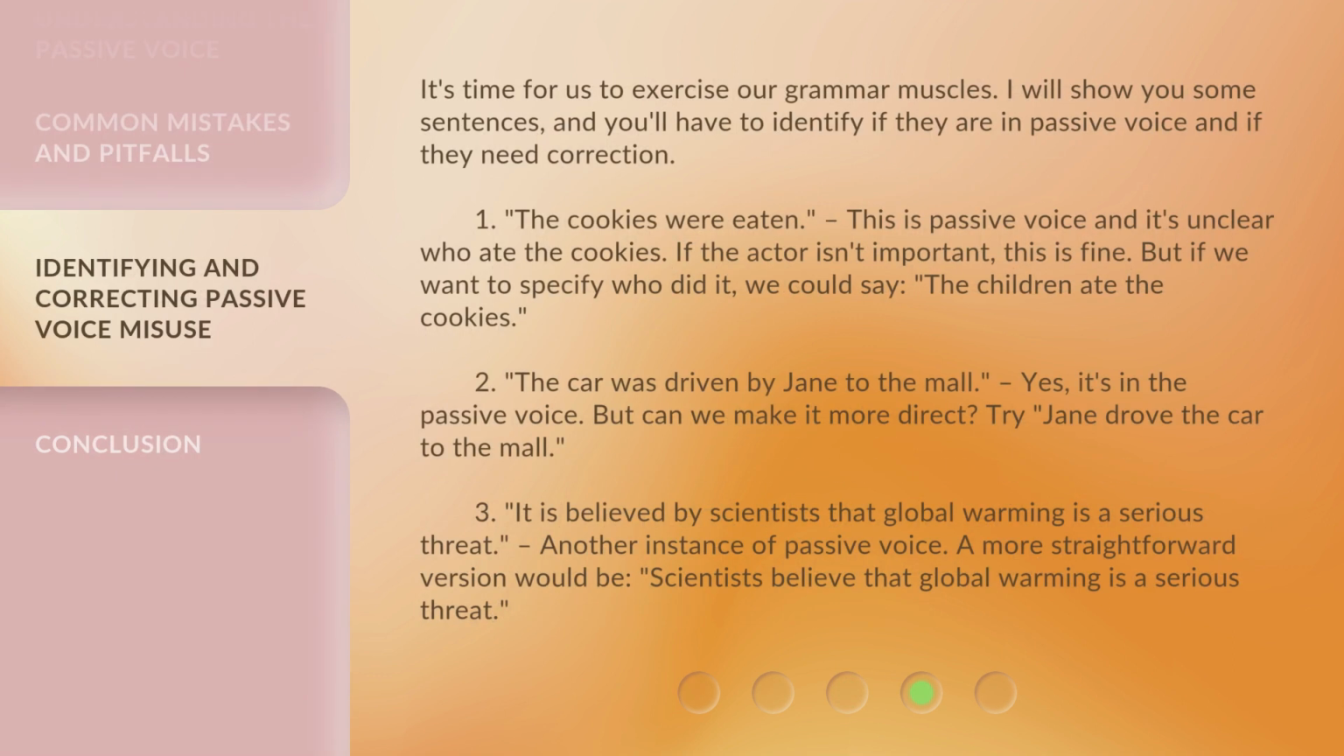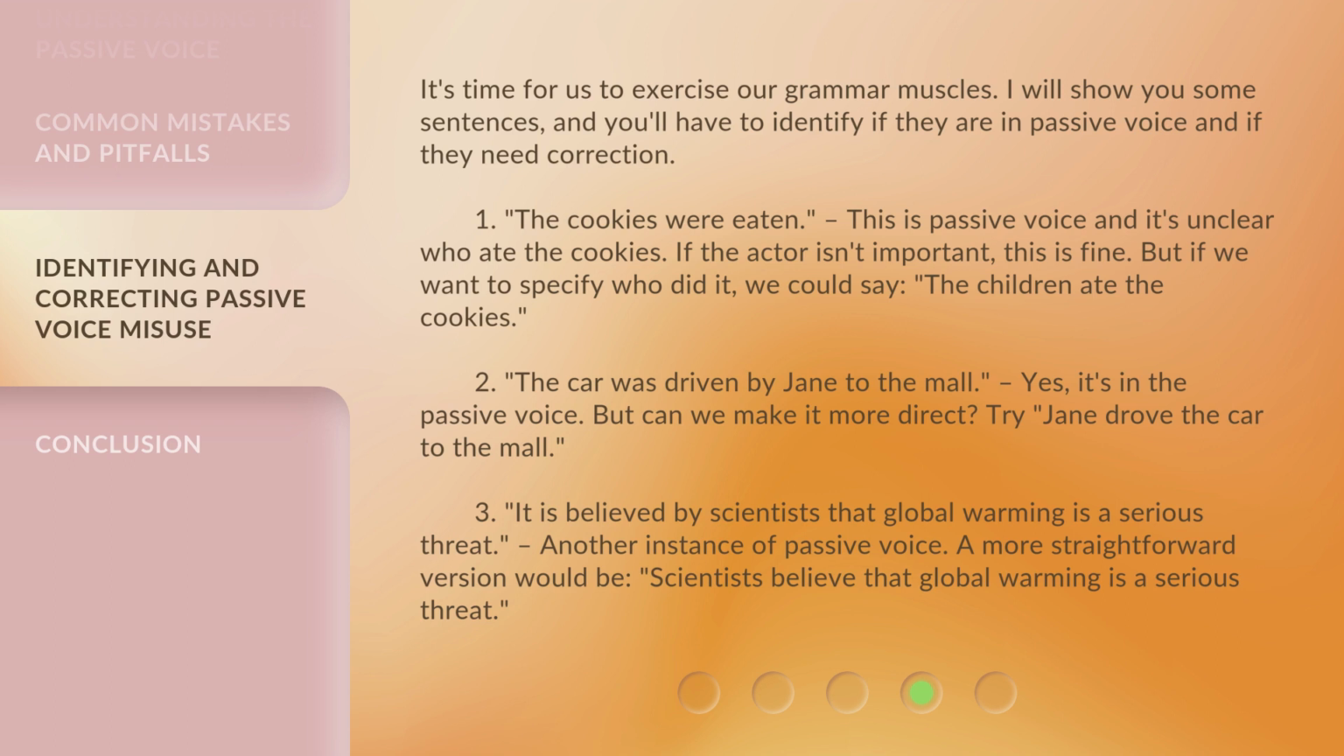It's time for us to exercise our grammar muscles. I will show you some sentences, and you'll have to identify if they are in passive voice and if they need correction. 1. "The cookies were eaten." This is passive voice and it's unclear who ate the cookies. If the actor isn't important, this is fine. But if we want to specify who did it, we could say, "The children ate the cookies."